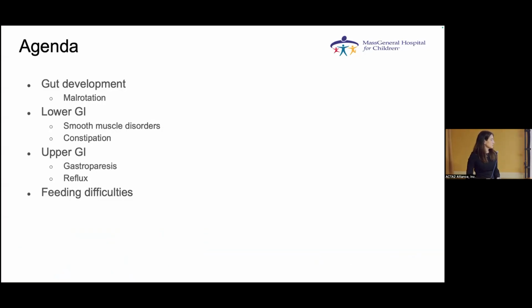So today I'm just going to start with talking a little bit about gut development and some of the clinical manifestations, primarily the malrotation, which is really embryologically the main concern that we have in terms of anatomy and issues that happen within the fetus. Then I'll spend most of the time talking about the lower GI tract because, as we've heard, that's where we have most of the symptoms in our patients. I will focus a little bit on some of the upper GI symptoms and finally end with some of the feeding difficulties we see.